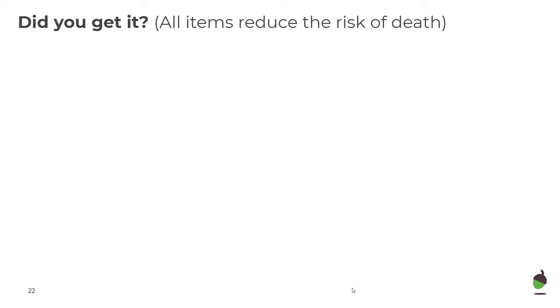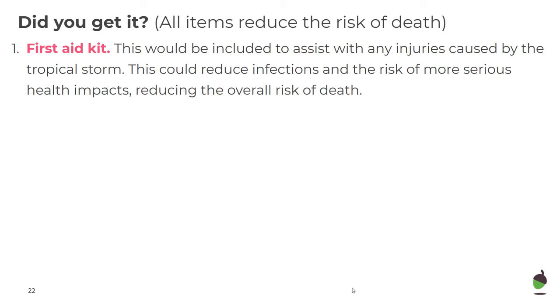So the first item that I would put in my emergency survival kit would be a first aid kit. This would be included to assist with any injuries caused by the tropical storm. This could reduce infections and the risk of more serious health implications, reducing the overall risk of death. So I've justified why that would be a useful item.